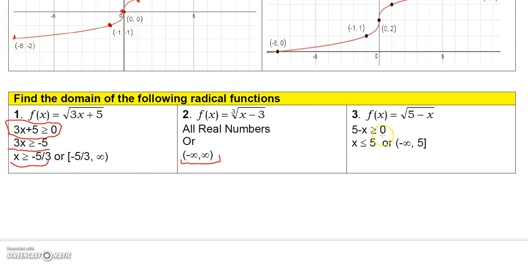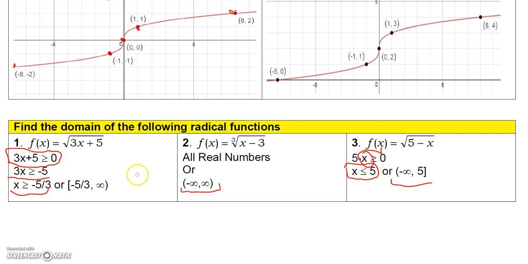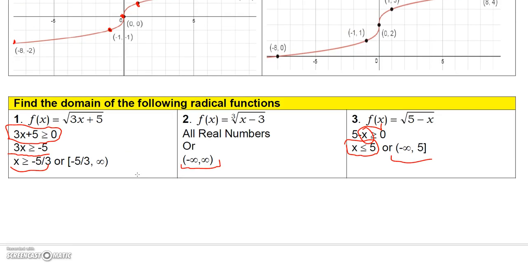And then this last one here, 5 minus x, you do the same thing I did on the first one. The 5 minus x must be greater than or equal to 0. And I just moved the minus x over to the other side so it would become positive. But if you read that after you move the x over there, that actually reads, if you read it right to left, x is less than or equal to 5. So that's what I wrote, x is less than or equal to 5. So x has to be less than or equal to 5, and the interval notation for x is less than or equal to 5 would be negative infinity to 5 with the bracket, because the 5 is part of the domain. And that is the lecture on radical functions.